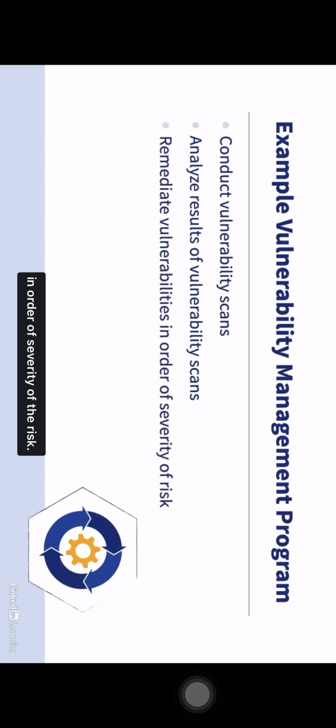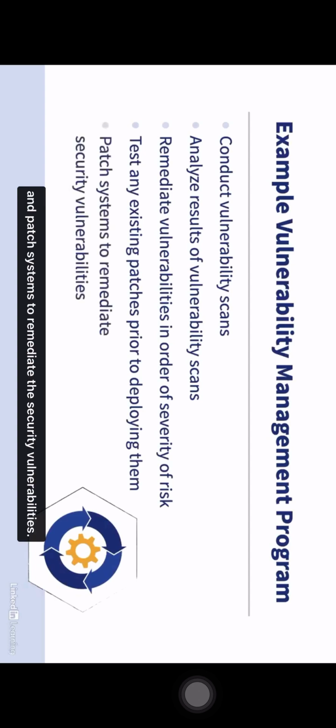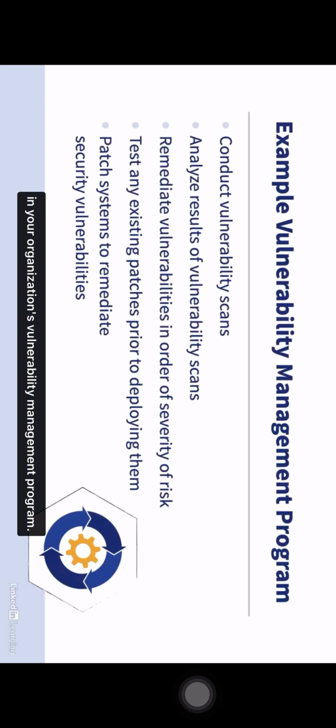Such a vulnerability management program could include conducting vulnerability scans, analyzing the results of the vulnerability scans, including the associated risks, remediating vulnerabilities in order of severity of the risk. If patches exist for the vulnerabilities, test them, and patch systems to remediate the security vulnerabilities. Refer to ISO 27002 for more details about what should be included in your organization's vulnerability management program.